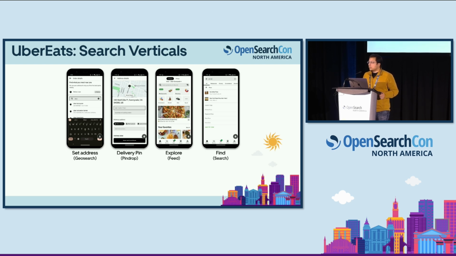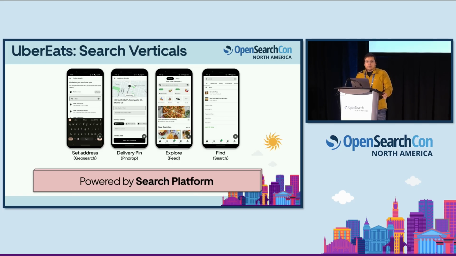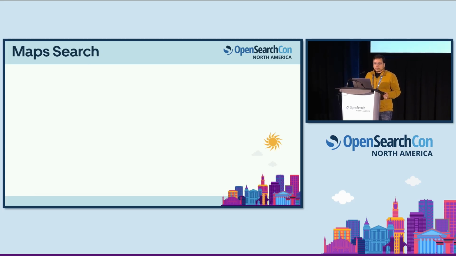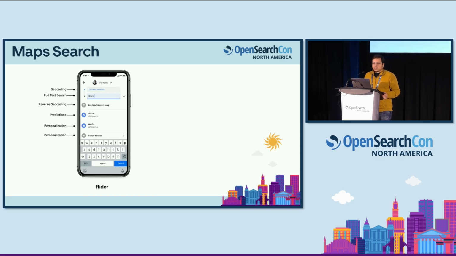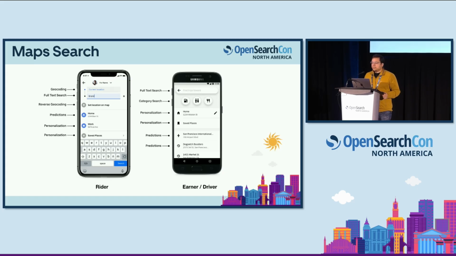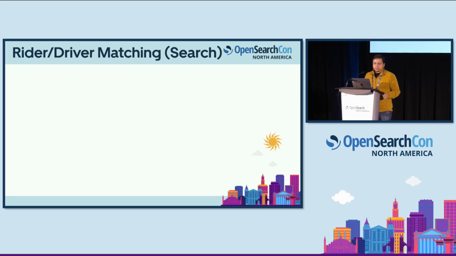For example, you can search for pizza near Uber Sunnyvale office. Fun fact about this is that all of these use cases are formulated as search problems, and they're powered by the search platform. Similarly, if you go to the flagship Uber app, you can search for an address. Or if you are on the Earner app, you can search for the address where you want to go towards. Both of these use cases are powered by the search platform.